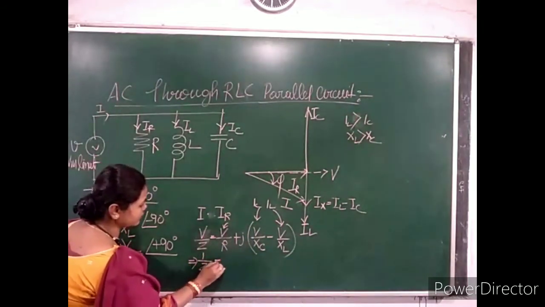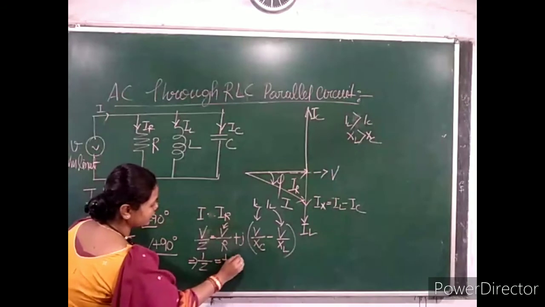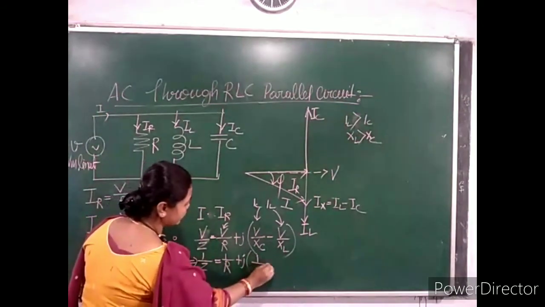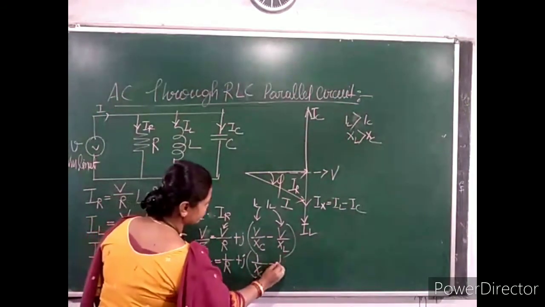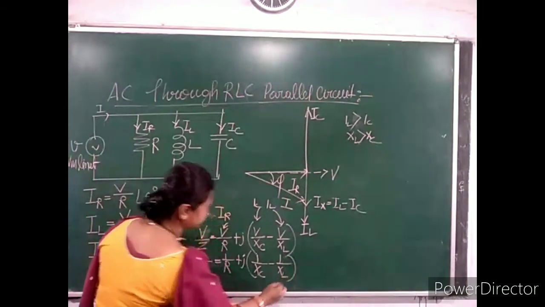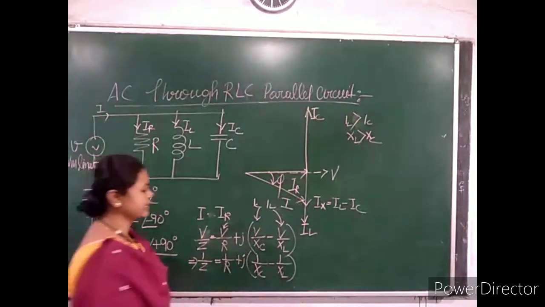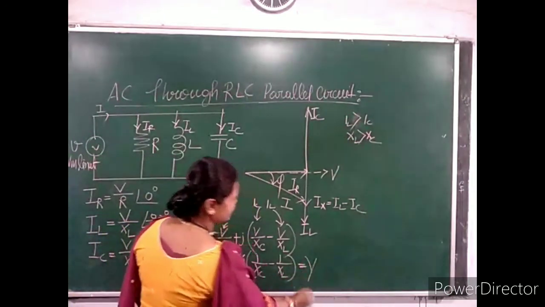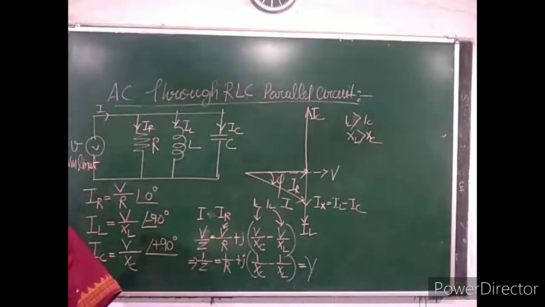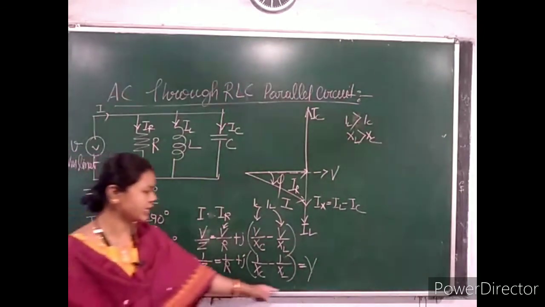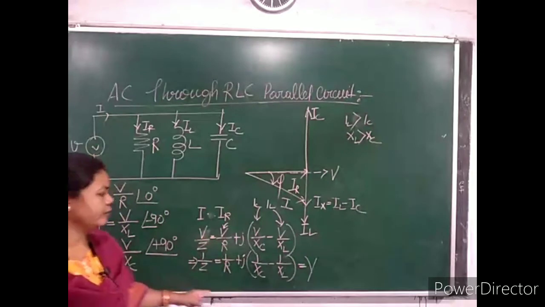If I cancel out all the V from the left-hand side and right-hand side of this equation, you get 1 by Z is equal to 1 by R plus j (1 by Xc minus 1 by XL). The reciprocal of impedance is called admittance. So this equation represents the total admittance of the parallel RLC circuit.